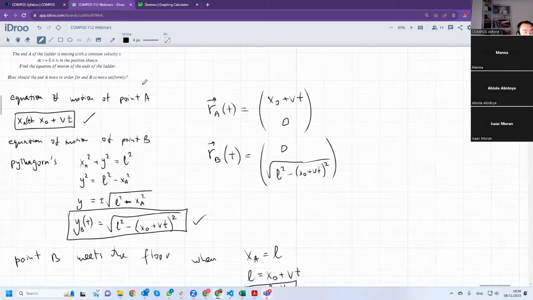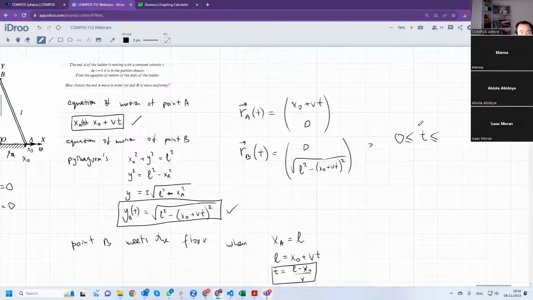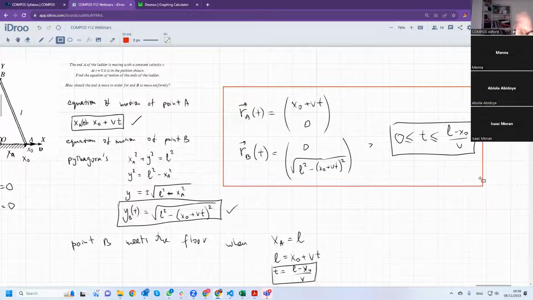So time is greater or equal 0, less than or equal to L minus x0 over V. Because we don't know, well, we can roughly predict what's going to happen next, but the model doesn't work beyond this range. So this is like the cherry on the top.